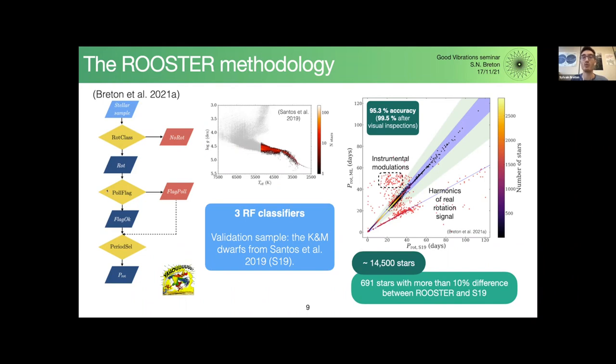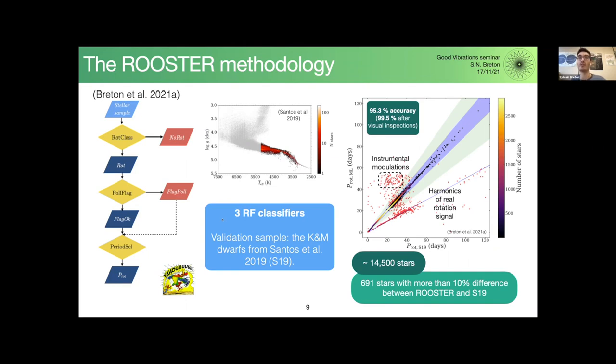If yes, you want to know if the signal may be contaminated by signals that present a close binary or classical pulsator character. So this is why you use the classifier PollFlag, which will put a flag on the stars presenting such a character. Finally, you want to have your rotation period among the 9 possible candidates. So there is a final classifier, which is called PeriodSel, that will select the rotation period.